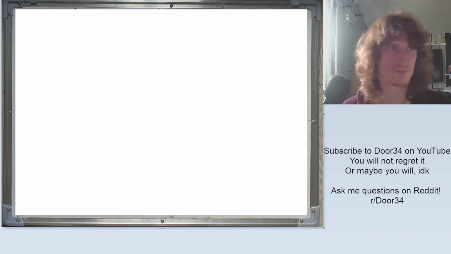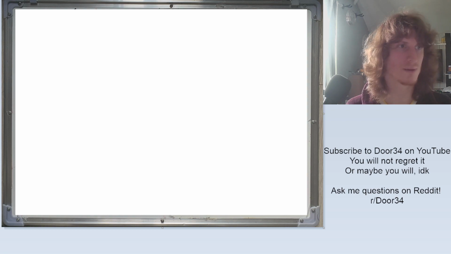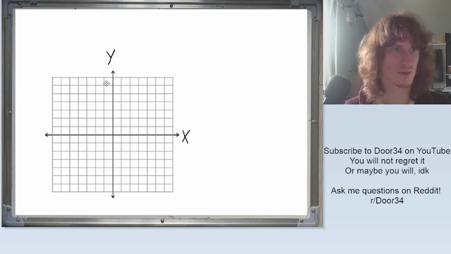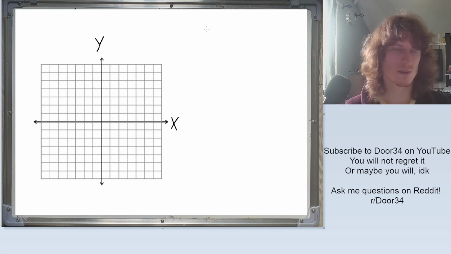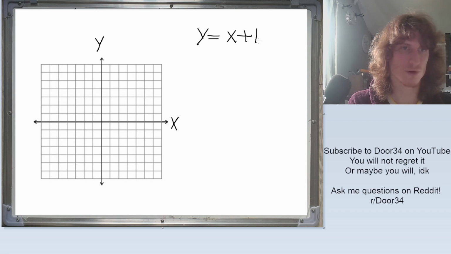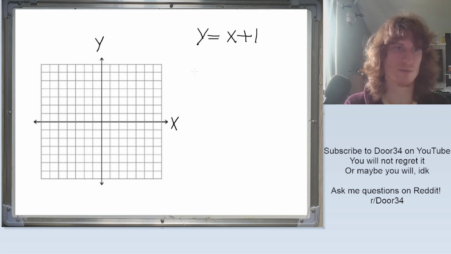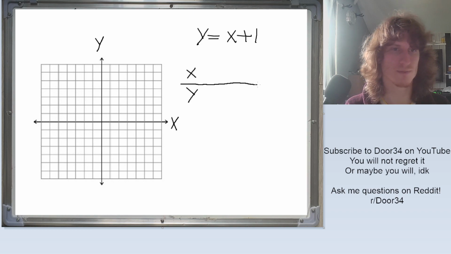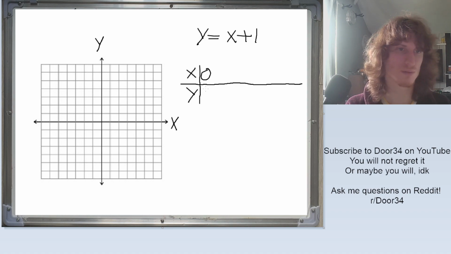Alright, so let's do that. Let me just get coordinates back. So let's look at the equation y equals x plus 1. Then we're going to do the exact same thing again. We're going to draw in our table, so we have x here, y here. Again, I'm just going to start off at 0. If we plug in x equals 0 here, then we get y equals 0 plus 1, which is just 1.